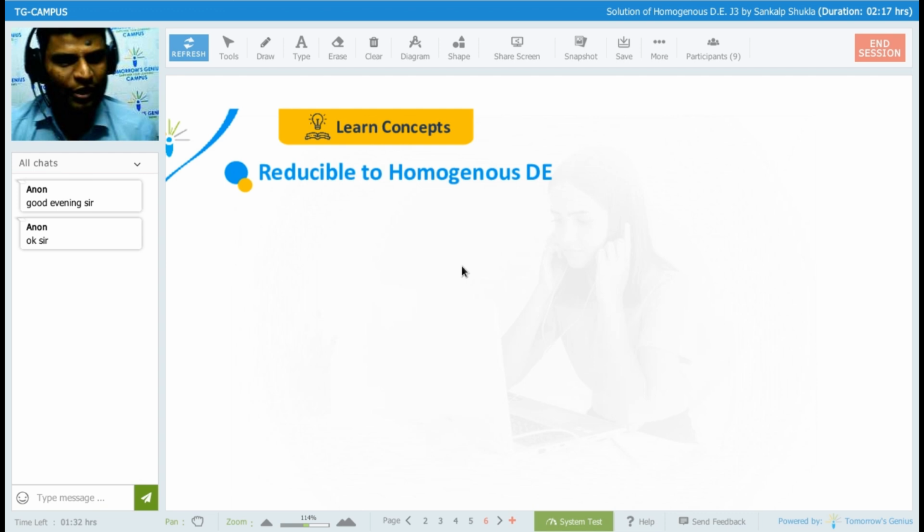Yes, so now we are going to look at equations not appearing to be homogeneous, but yes, they can be converted into homogeneous. So what is the term that we use? We use equations reducible to homogeneous. Got it? Equations reducible to homogeneous differential equations.